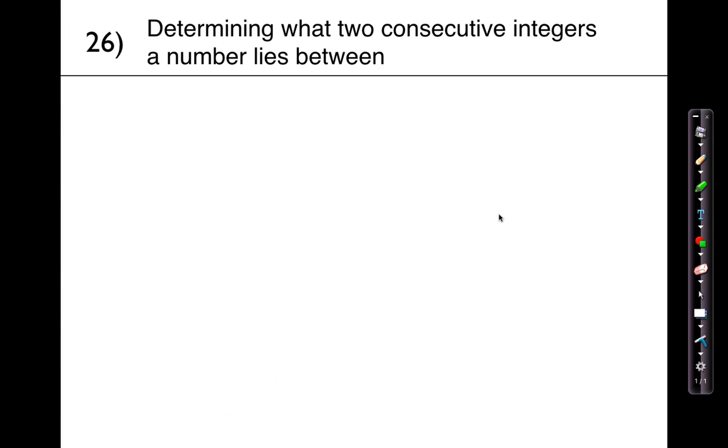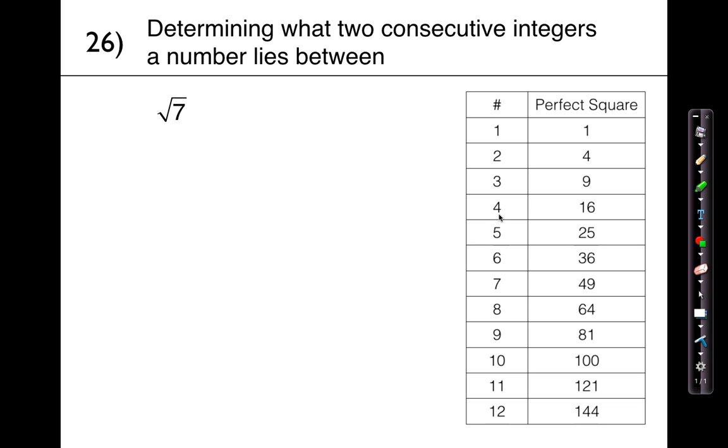Okay. So now what we're going to do is estimate by determining what 2 consecutive integers a number lies between. So here, if I had the square root of 7, what I'm first going to do is take a look at my perfect squares. So here I went ahead and generated a chart. 1 squared is 1, 2 squared is 4, 3 squared is 9, etc. Right now, what I'm going to look for is where does the square root of 7 fall in? I would say that falls between the 4 and the 9, because 7 falls in between that range.